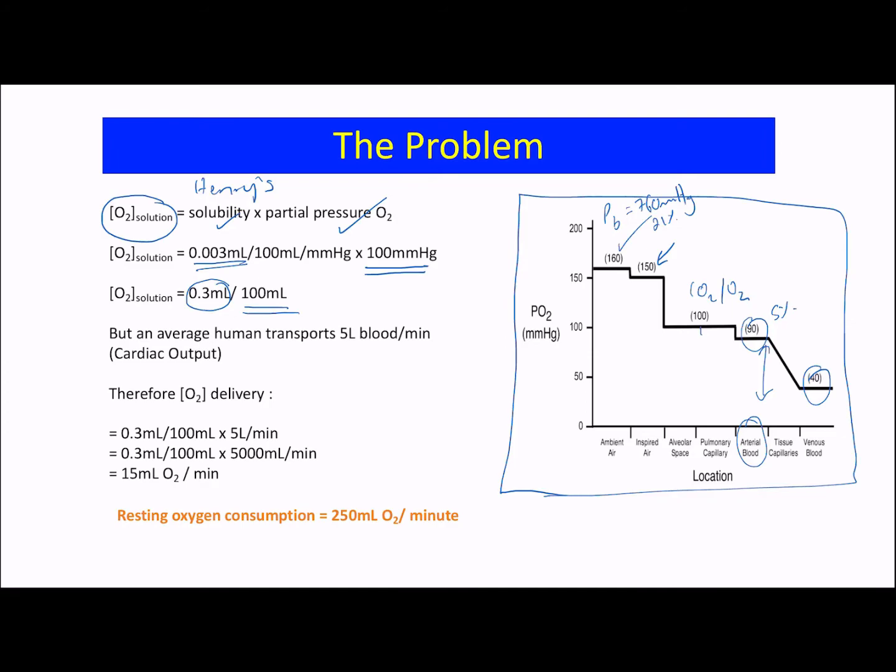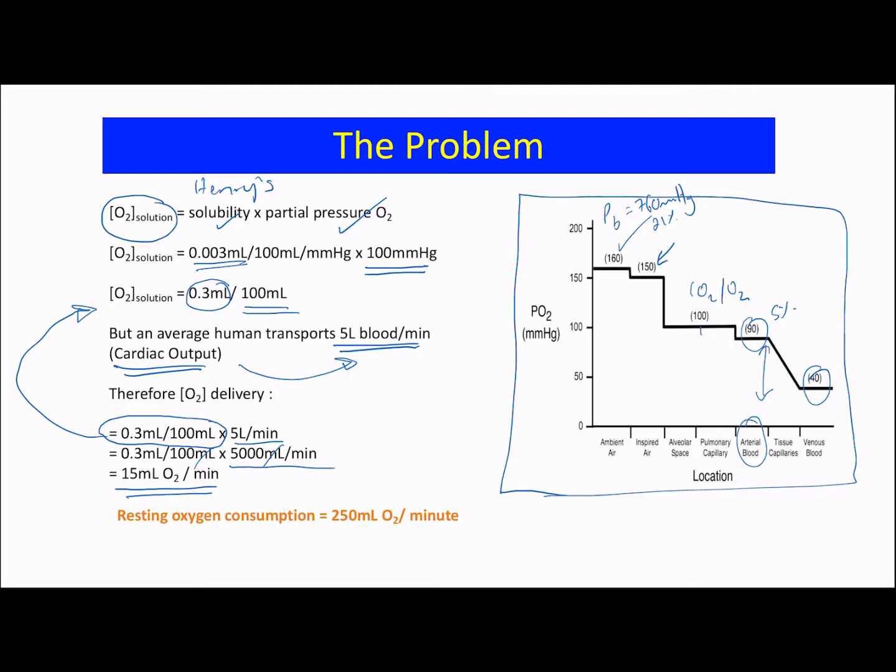Now, the heart is able to pump 5 liters of blood per minute. That's the cardiac output, how much blood is pumped out per minute. And so we can find out how much oxygen is delivered based on dissolved oxygen. So we know that the oxygen in solution is 0.3 mils per 100 mil. That was derived from here. Now, if we have 5 liters per minute, converting it to mils per minute, cancelling these units out, we get that 15 mils of oxygen is delivered per minute.